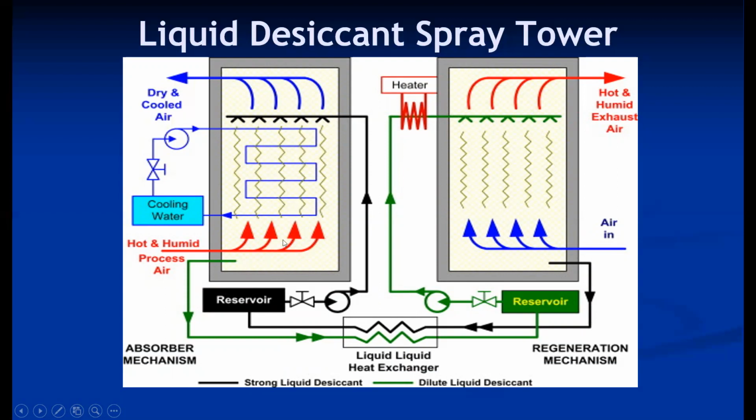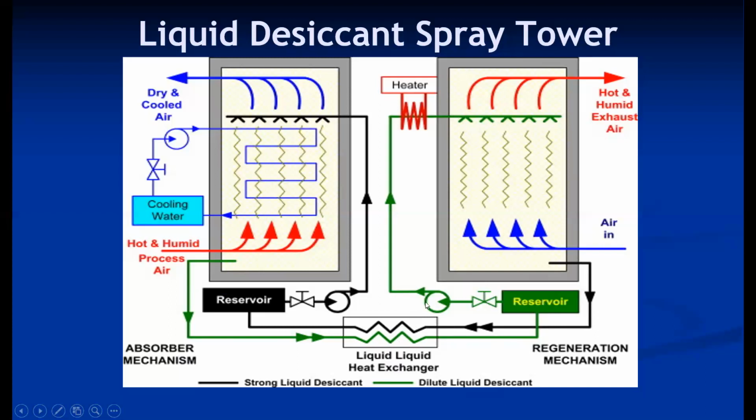So that liquid desiccant is called a dilute liquid desiccant. This dilute liquid desiccant, shown by this green line, then flows this way. When it flows this way in the heat exchanger, it absorbs heat from the strong liquid desiccant. As this is a hot line and this is a cold line, it absorbs heat. Then it is collected in the reservoir.